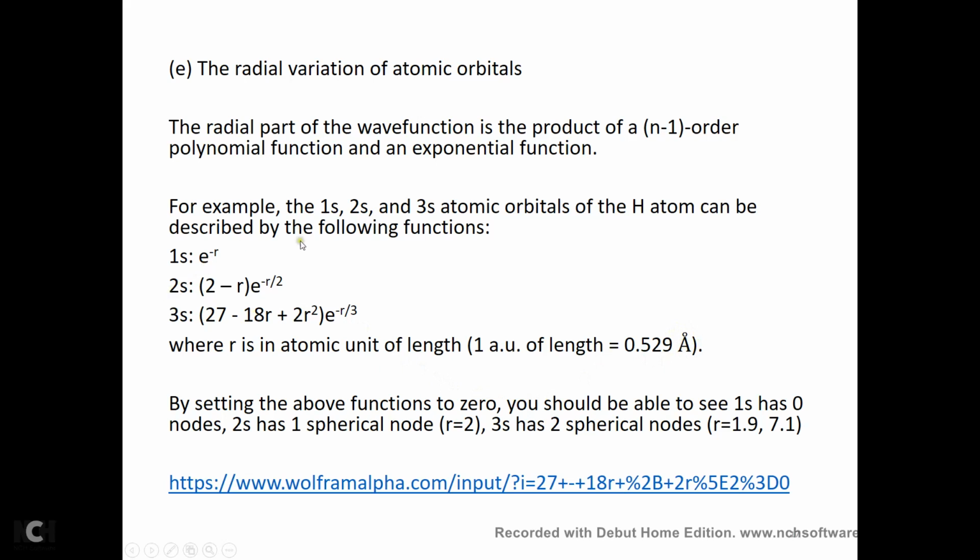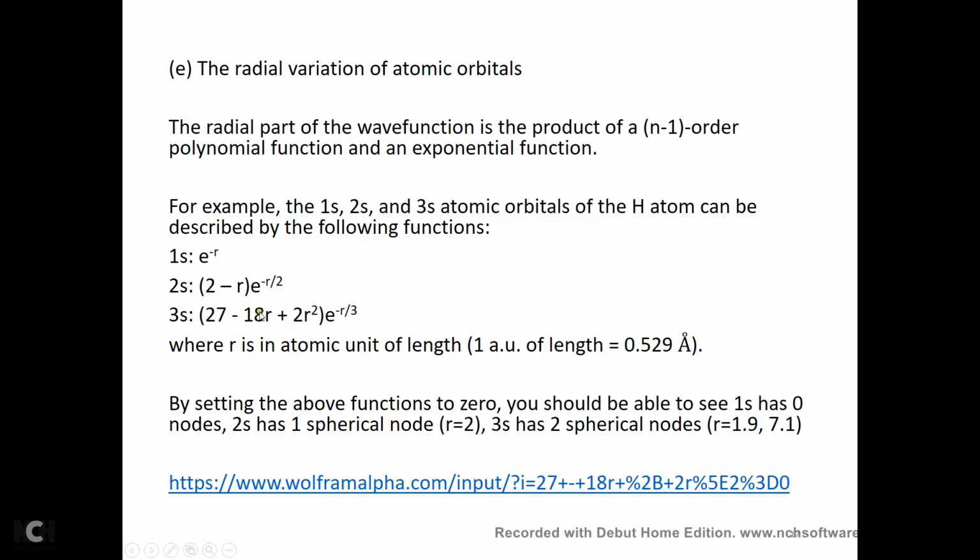If we set these equations to 0, we'll be able to find the spherical nodal surfaces. For example, this one does not have a nodal surface. This one has one spherical nodal surface when r is equal to 2. When r is 2, this is 0. The probability density is 0. We cannot find the electron there, at r equal to 2 atomic units of length.